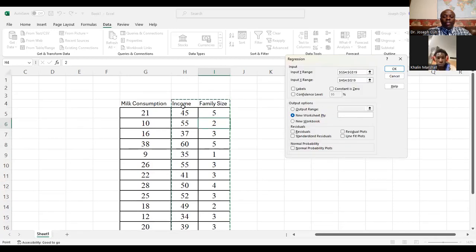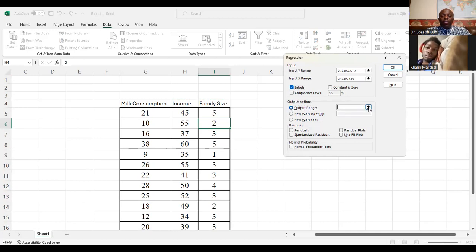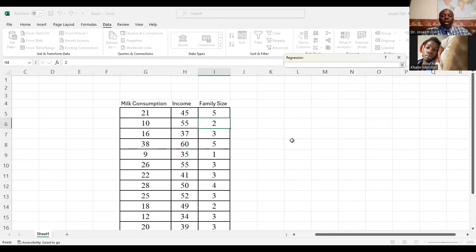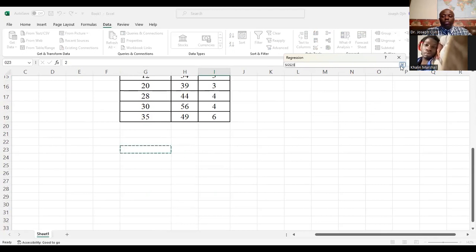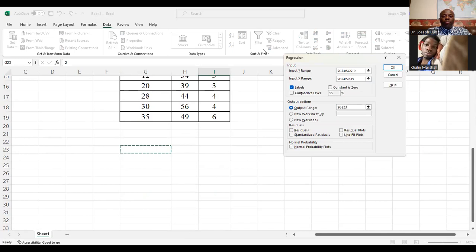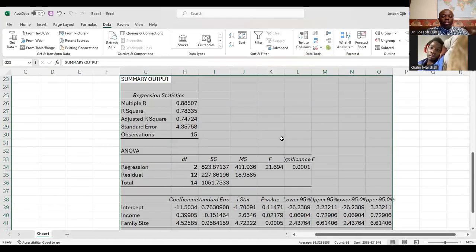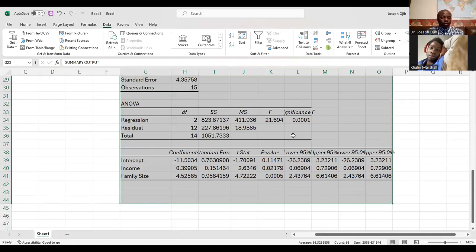Now, since I included the labels when I was highlighting them, I'm going to check here that I have the labels. This is very important because if you don't include the label in the output, it will not give you the names. Now for the output range, I'm going to click on this spot. Output range simply means where you want it to give you the results. Next thing is to click OK. So it gives me the results right here.